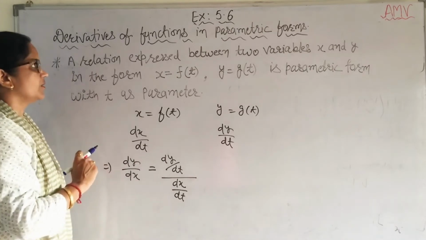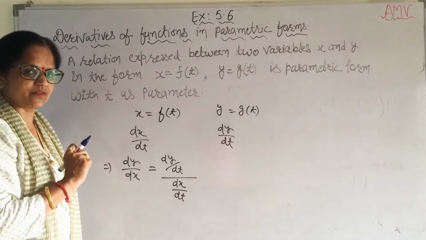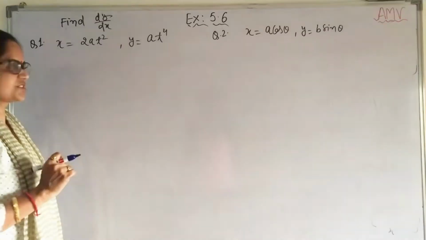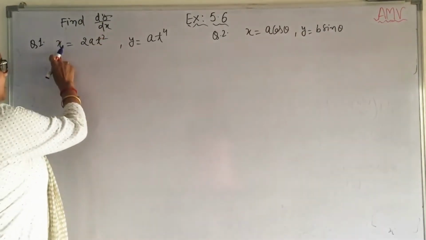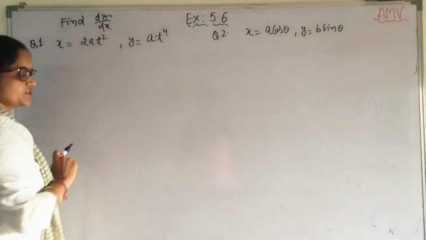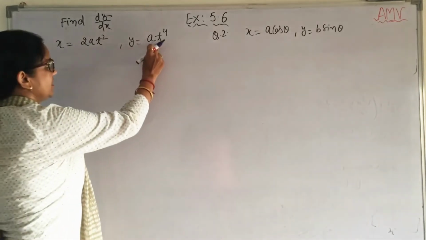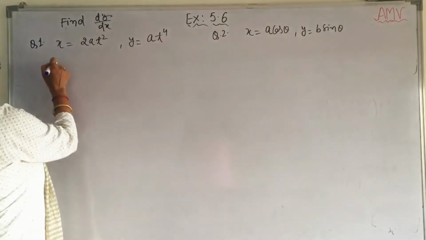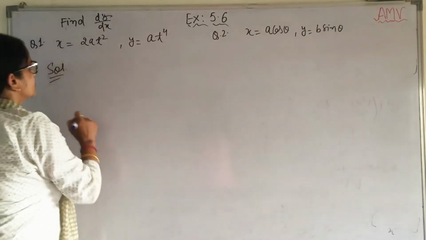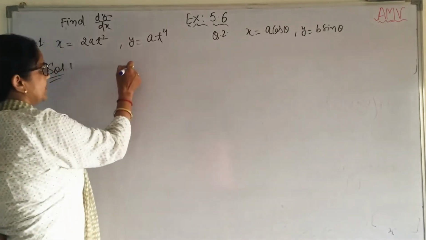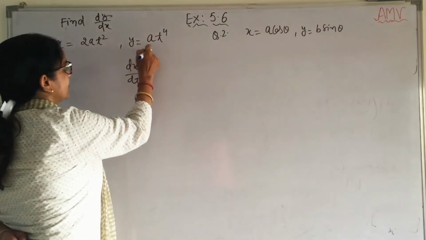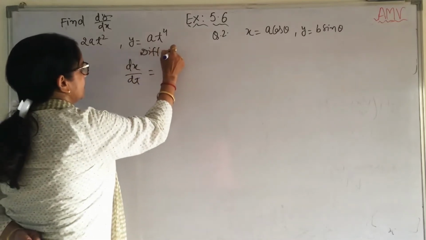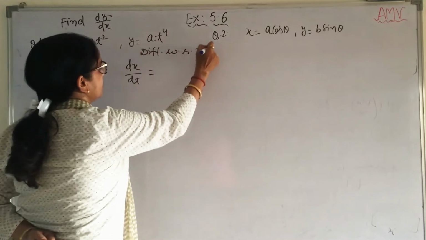Okay, now let's start the exercise 5.6. First question, find dy by dx. Here x is given 2at square and y is given a t raised 4. Okay, so to solve this question, first find dx by dt. Okay, you have to write differentiating with respect to t.